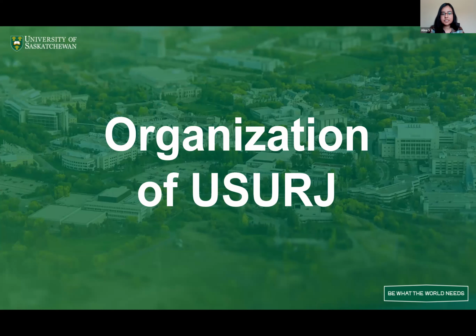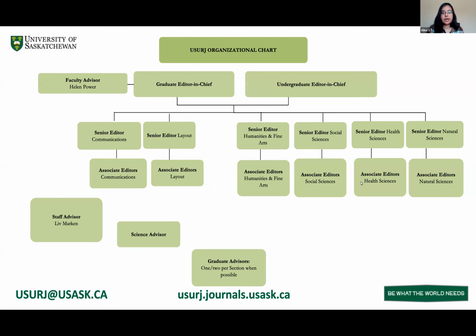Okay, so now I'll talk briefly about the organization of USURJ. So this is the little organizational chart that we have. As you can see, we have 4 different disciplinary sections in USURJ: a humanities and fine arts section, a social sciences section, then health sciences and natural sciences. So your article will be submitted to one of these sections.